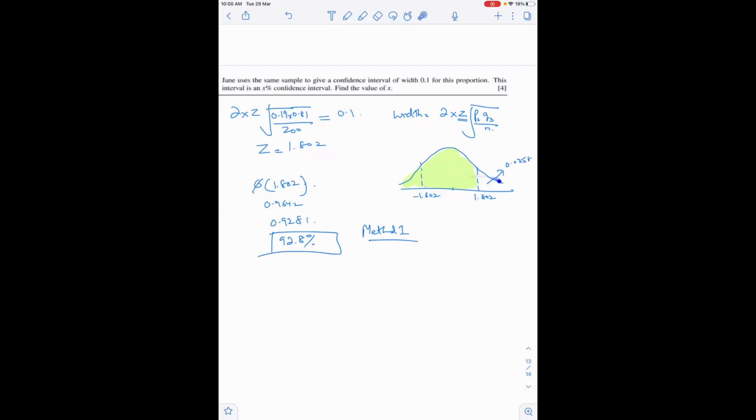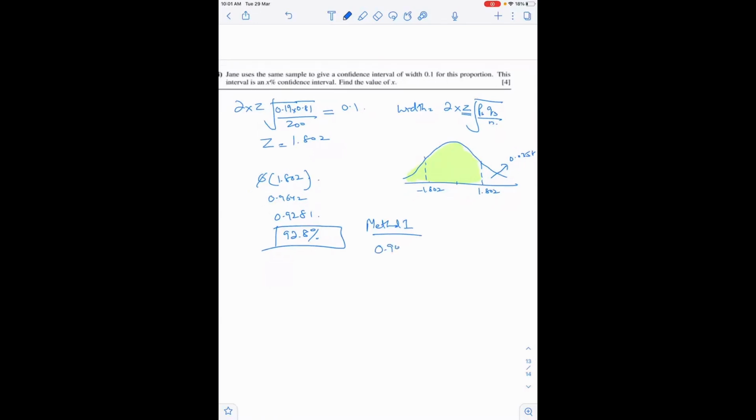I think this method is fine. Actually, you can also do this: when you have 0.0358, from 0.9642 you subtract 0.0358. You will still get the same answer. That's method two. Do you understand the second method? Once you know this part is this, from this whole 0.9642 you subtract this, and you will get the middle part, which is 92.8%.